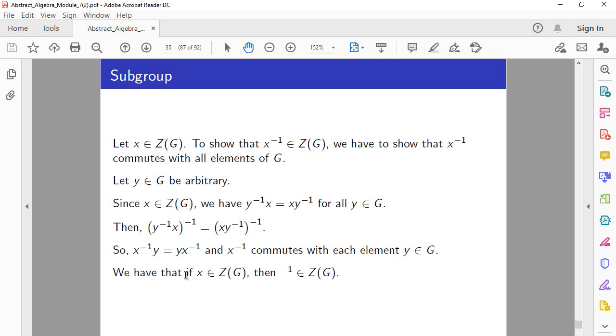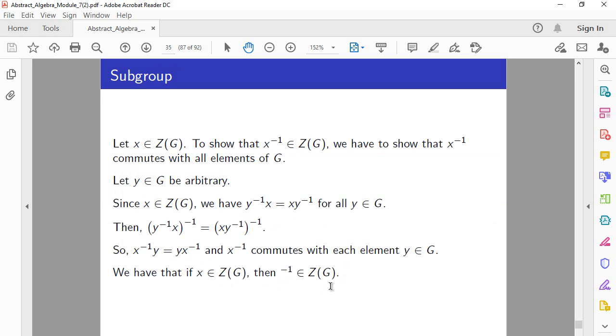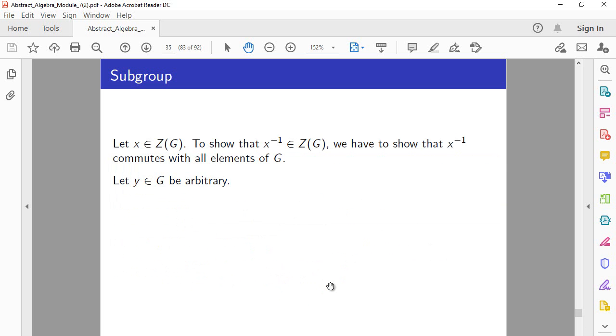So we see that if x is in the center, then the inverse of x is also in the center. I have a typo here. It should be x inverse. So x inverse is also in the center. So we have shown that the identity is in the center.